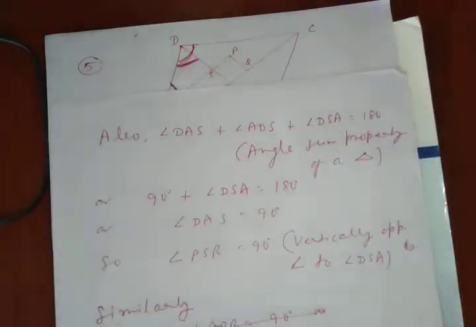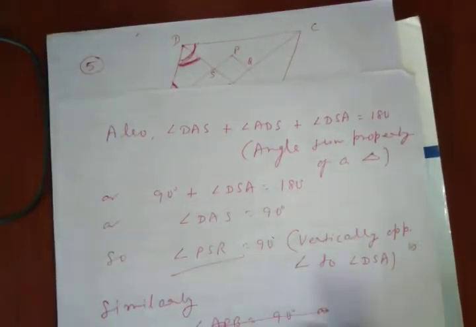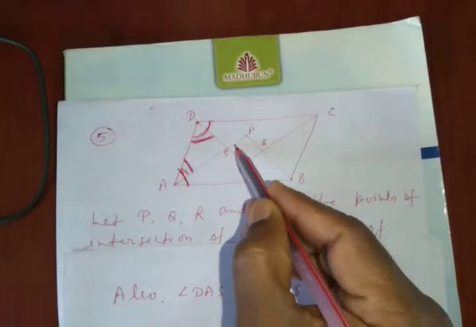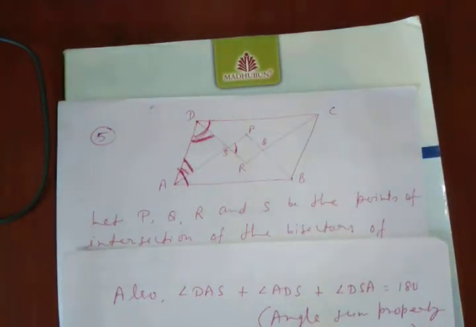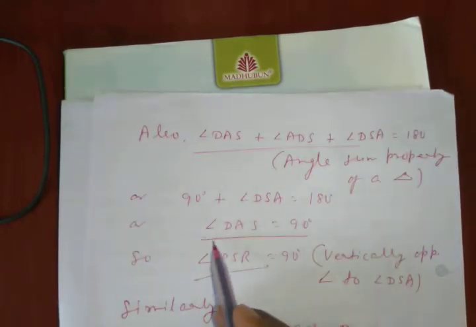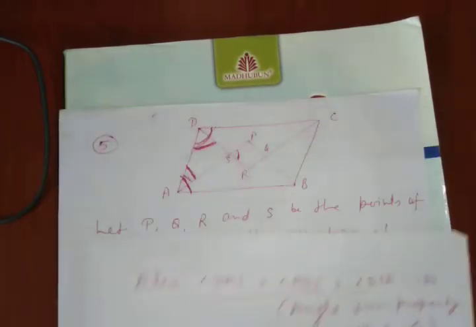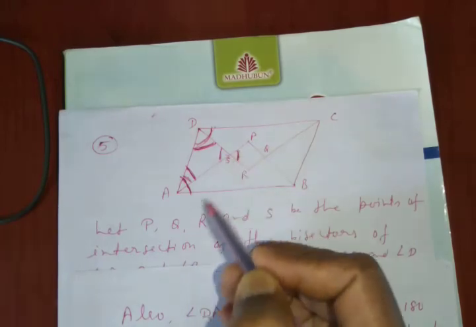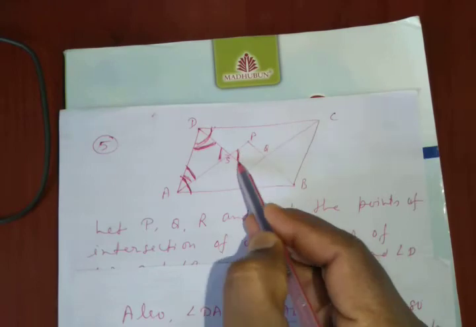The next part is here. Then here we will find PSR. That is PSR in this case. This PSR, we will find, because we have found here DSA. We will find here first DSA here, and by using the angle sum property we will find DSA. And you know that DSA and PSR both are the vertically opposite angles here. See that DSA, that is this angle and this angle, these two angles are the vertically opposite angles. So if this is 90, then this will also be 90.